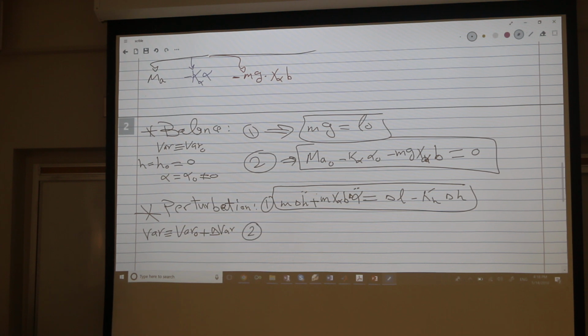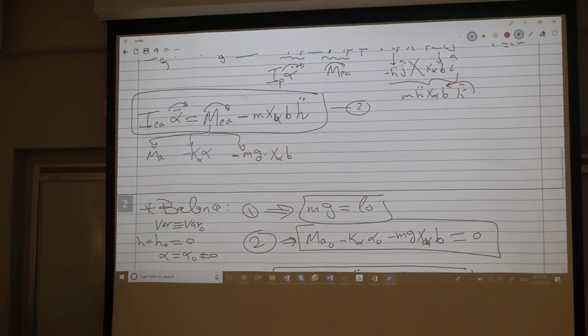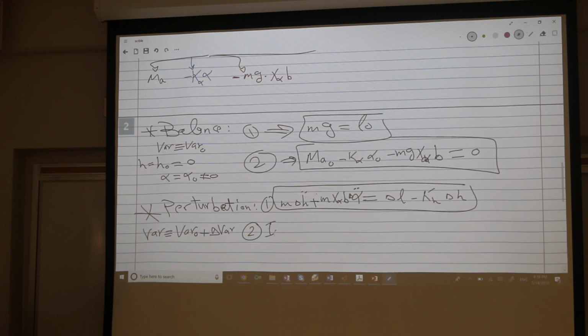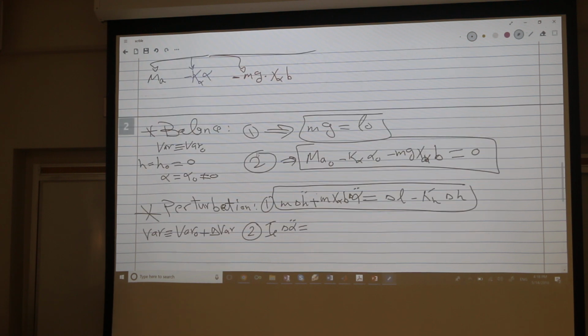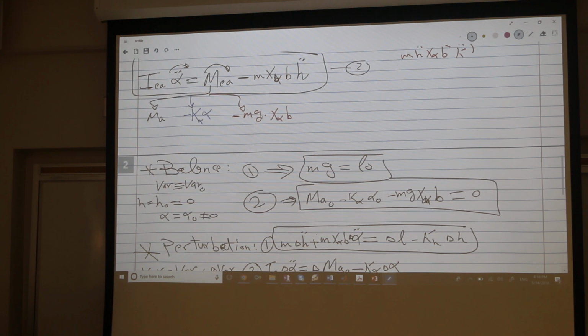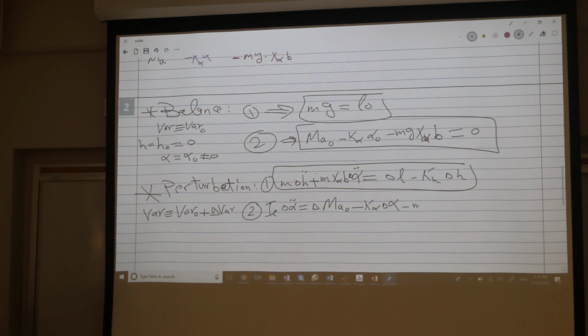The second equation, here's the second equation. Again, the left hand side is I elastic axis delta alpha double dot equals this. M aerodynamic naught with K alpha alpha naught, these terms go away, and you're left with the delta here and delta there. There is no delta in gravity, luckily. So this is delta pitching moment aerodynamics, minus K alpha delta alpha, and this term goes away, and you have this term minus m x alpha b delta h double dot. This term shows up many times, so we'll call it S alpha. It represents the eccentricity between the center of gravity and the elastic center. Here are your two equations.